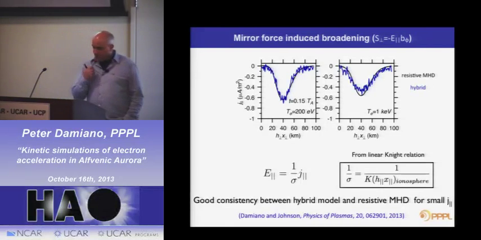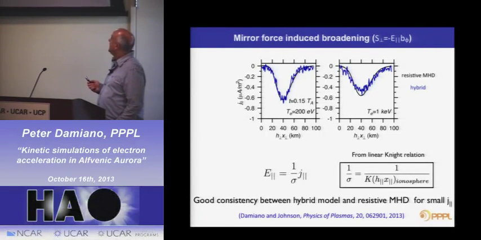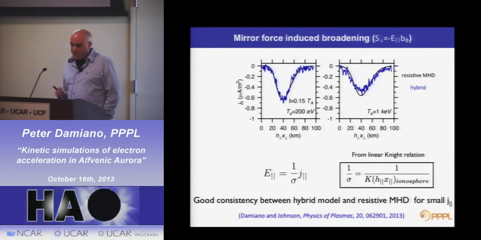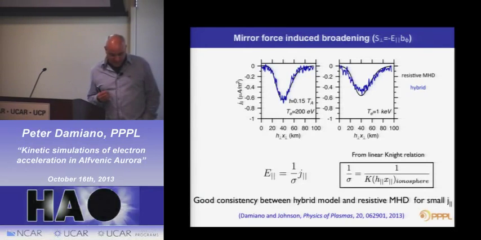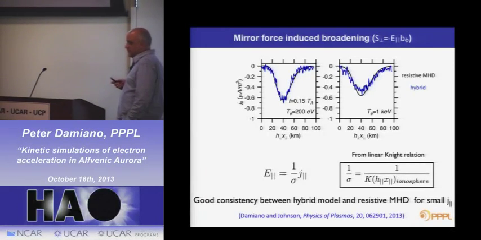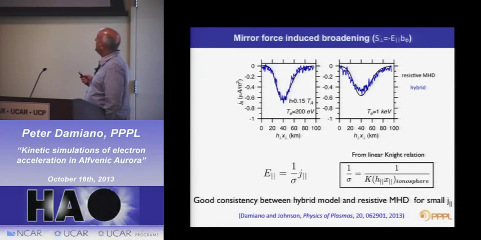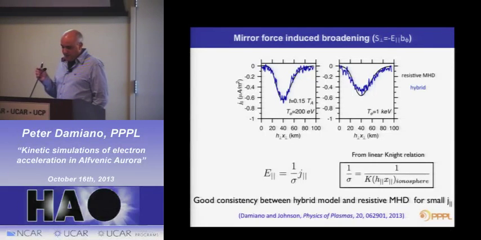Now, from this point of view, I just wanted to revisit the broadening that I mentioned previously, from both the point of view of the Knight relation and the simulation. These two plots illustrate the perpendicular profile of the field line current at the ionospheric boundary, from the hybrid model for the blue lines. And you can see that as the background temperature of electrons is increasing, the perpendicular profile actually widens.